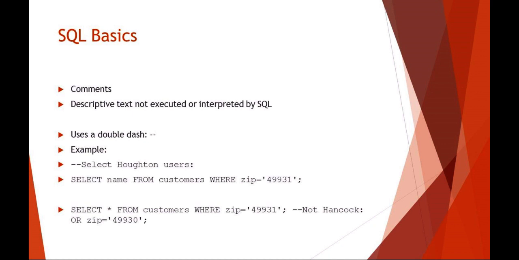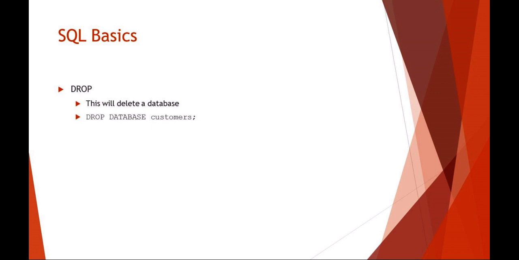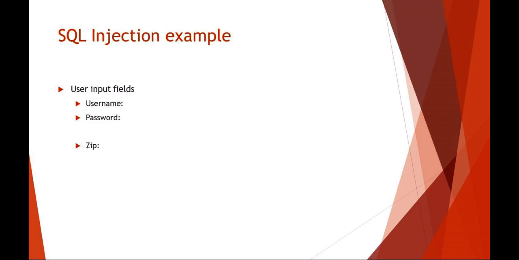Comments in SQL are just using a double dash. So just like comments in a script, it's just descriptive text, or it's a way to block out code not to be executed or interpreted. So it's the exact same thing with SQL. So double dash, we can say select Houghton users as my descriptive comment. And we're saying select name from customers where zip equals. We could also use it to comment out code so it's not interpreted. You can see on the second line, select everything from customers where zip equals 49931, and we commented out the second part. So maybe we're using that for testing. Drop is just the SQL method of deleting information. So drop database customers would delete the customers database.